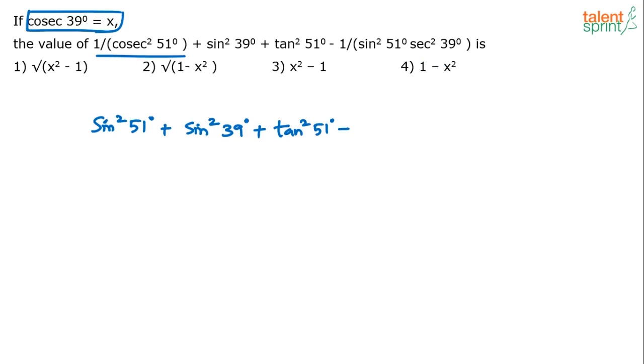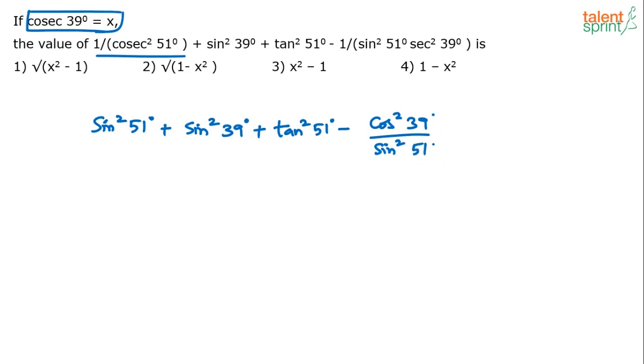I'm just trying to look at the best way to simplify this, sine square 51 into secant square 39. So in the denominator we have the secant square 39. Let me take that in the numerator. So 1 by secant square 39 becomes cos square 39. So this becomes cos squared 39 divided by sine squared 51. And sine square 51 is in the denominator itself. We are not disturbing that.